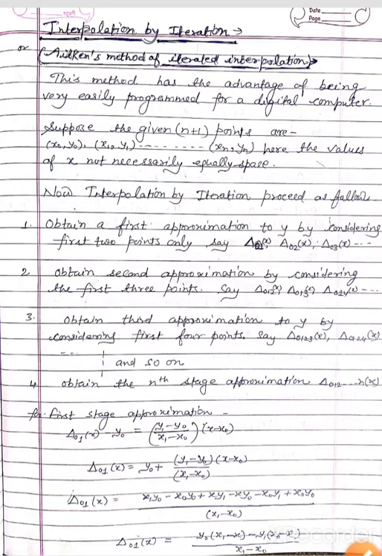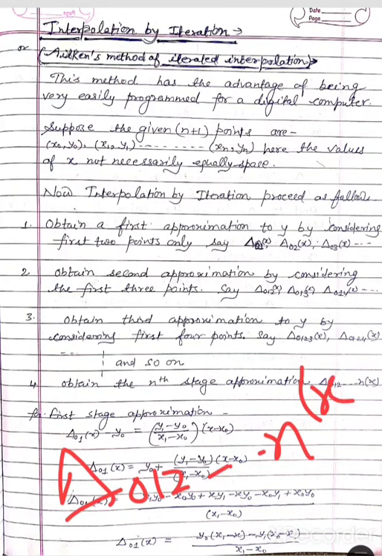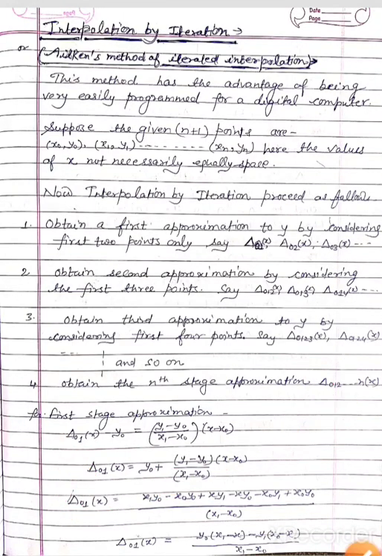We proceed in a similar manner up to the nth stage of approximation and obtain the last, nth approximation, delta 0 1 2 up to n x, by considering all n plus 1 points. So this is the summary of interpolation by iteration. Now let us understand it mathematically.